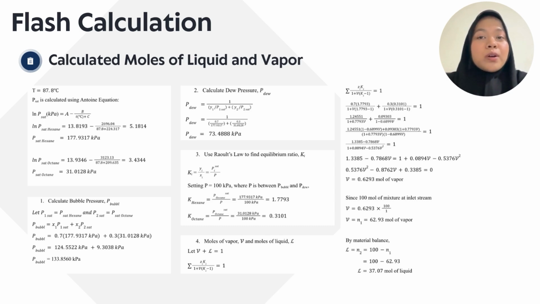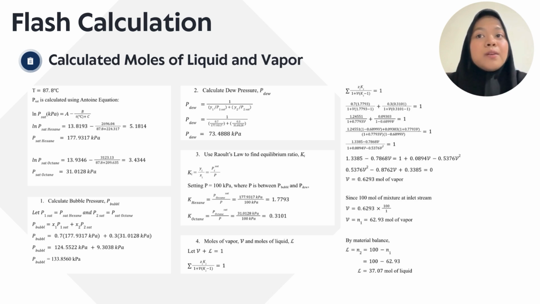And after we get the bubble pressure, we can calculate dew pressure, P dew, where P dew equals 1 over (y1 over P1 saturation plus y2 over P2 saturation). So P dew equals 73.4888 kPa. Then after that, we can use Raoult's law to find the equilibrium ratio or Ki. Ki equals Pi saturation over P, where we use P equals 100 kPa, where P is between P bubble and P dew.